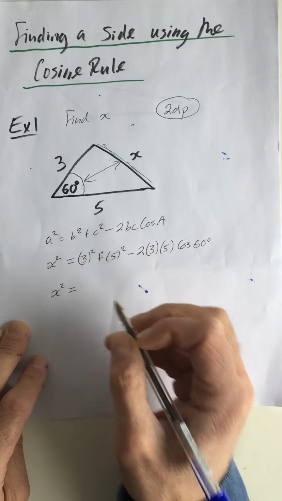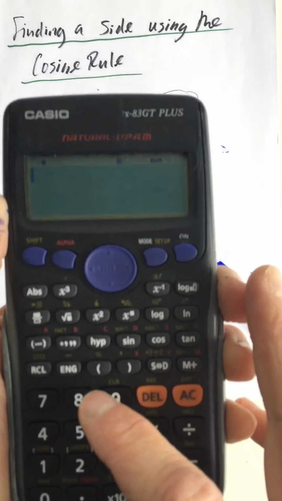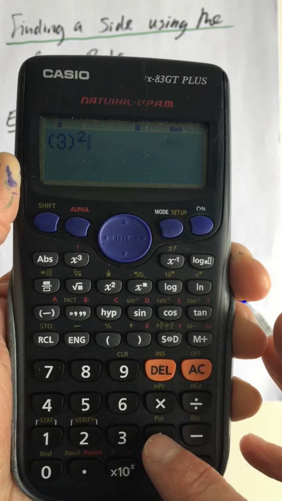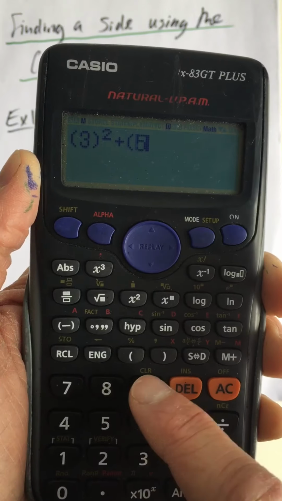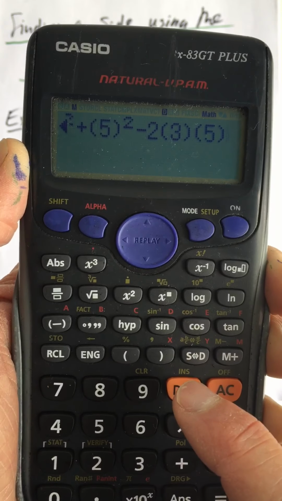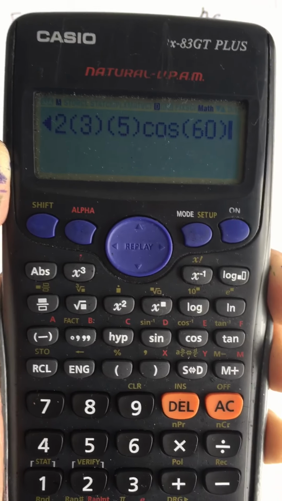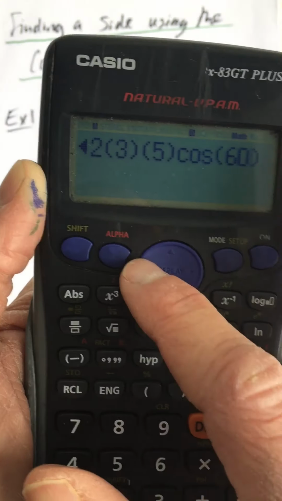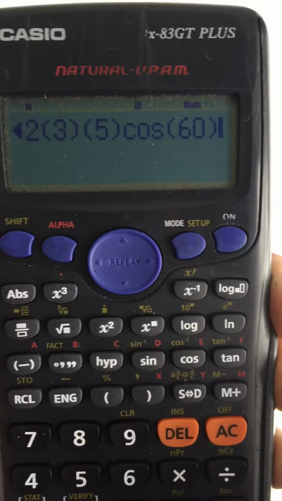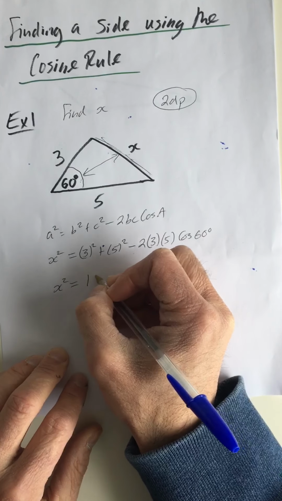You just say x squared is equal to, and what you do is you type in everything you see on the right hand side. So look, brackets and all. So you've got 3 squared plus 5 squared minus 2 times 3 times 5, so 2 bracket 3 bracket 5, cosine 60 close bracket. And double check that you typed it in properly, and it's very important that that minus is in front of the 2. And once you're happy that you typed it in properly, and make sure it's on degrees, press equals, and up comes 19. So I know x squared is 19.